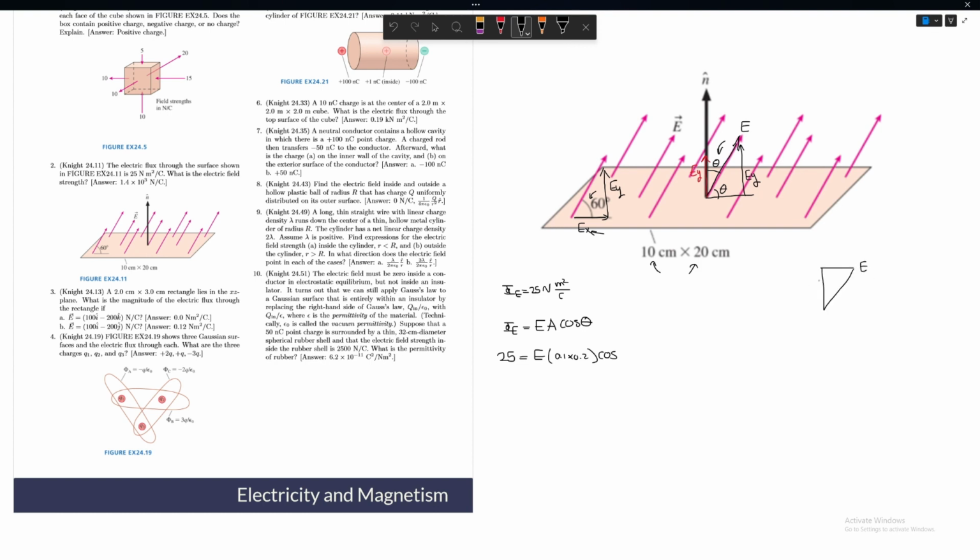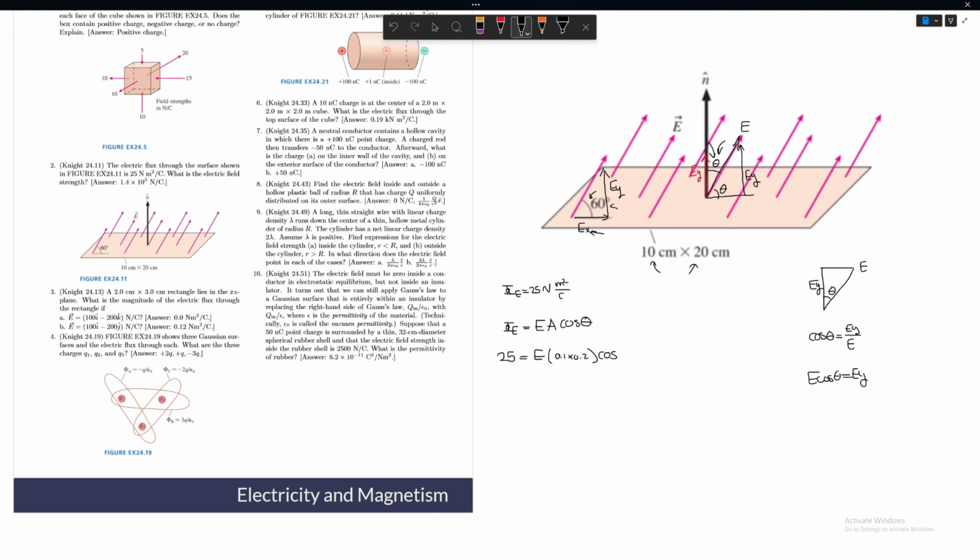This is my E, this is my EY, and that's my angle. Well, we know sine will give me the opposite, and I know cosine will give me the adjacent. So cosine theta is EY over the hypotenuse, which is E. Taking E to the other side, E cos theta will give me that EY. But that's only of this angle.